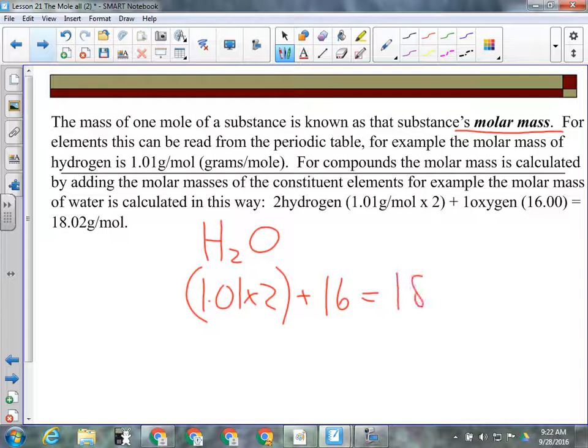Which means that 1 mole of water has a mass of 18.02 grams. We always write molar mass as grams per mole, because it's the mass, in grams, of 1 mole. Everybody follow there? Did that look like a terribly difficult calculation?